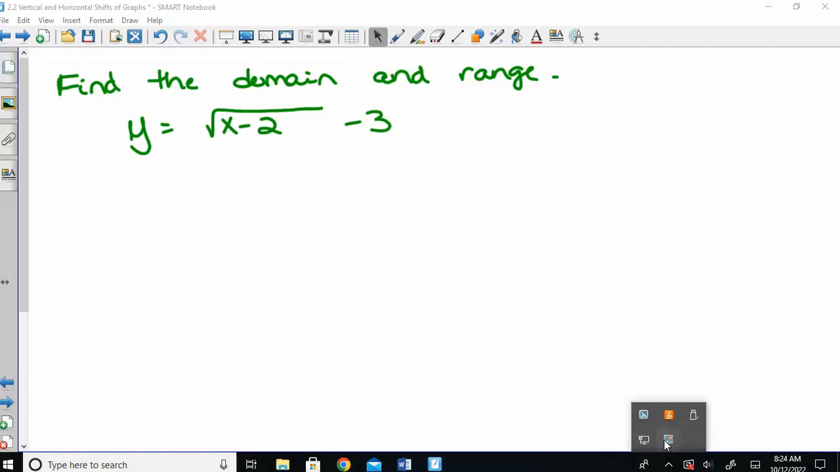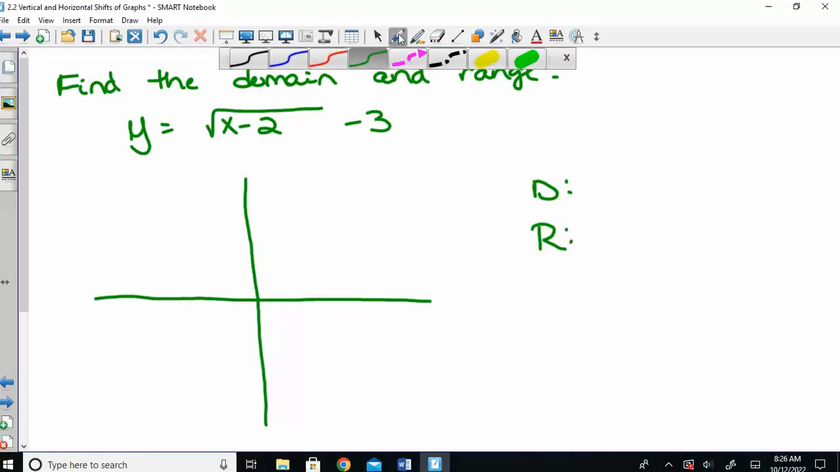I want domain and range of this. So, parent function, square root. Can you do the square root of a negative? No. So, square root of 0 is 0, 1 is 1, 4 is 2. So the parent function looks like this. Did everybody get that part?